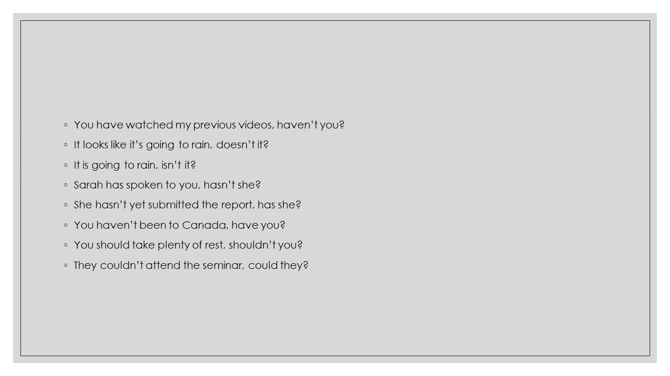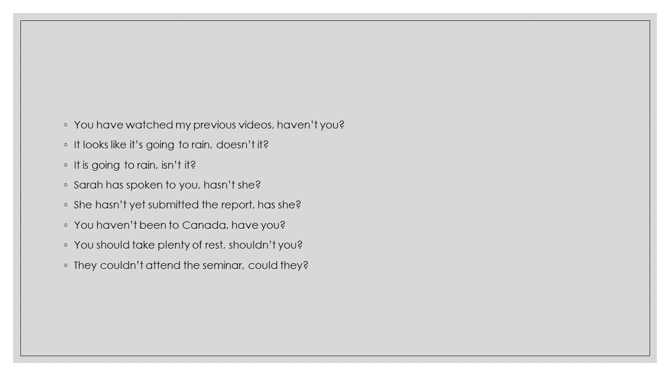She hasn't yet submitted the report. Has she? That's another one. And you haven't been to Canada. Here the verb been means gone to, visited, etc. So that cannot be the auxiliary verb. The auxiliary verb here is haven't, meaning you have not gone yet. So the opposite of haven't is have. So you haven't been to Canada, have you?